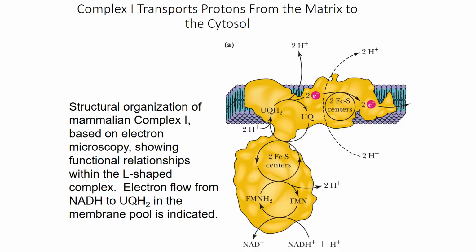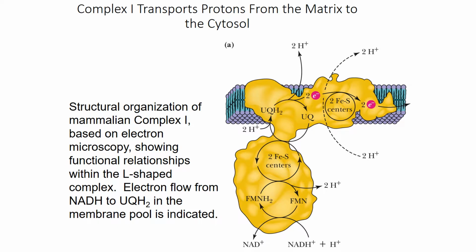Names for this complex, I should have started with that maybe: NADH coenzyme Q reductase, or NADH dehydrogenase. Both names are acceptable. You should probably recognize both of them. But basically its function is to oxidize NADH and reduce coenzyme Q.